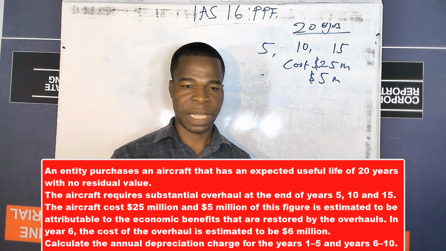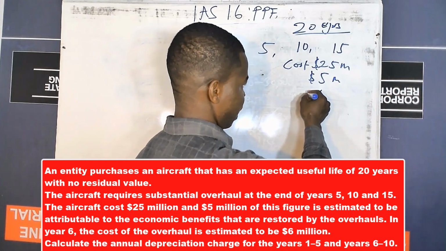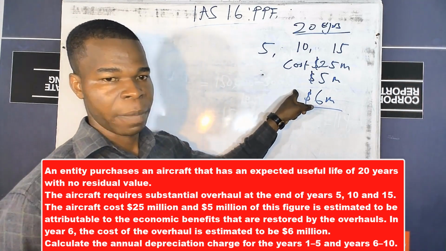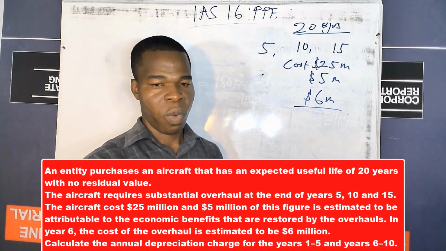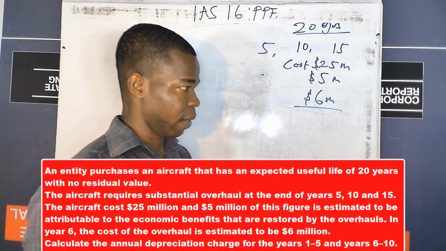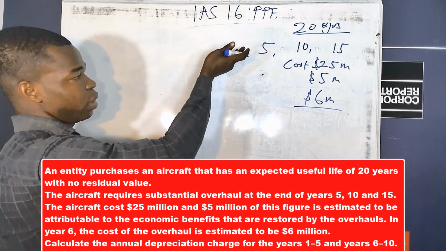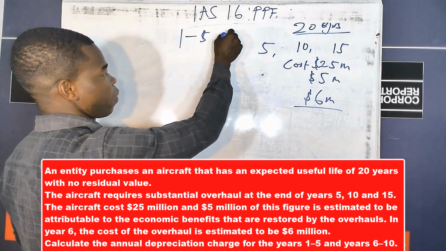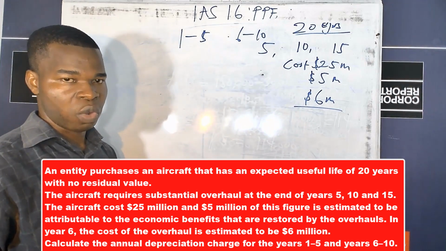So in year 6, the cost of the overhaul is estimated at 6 million. So in the 6th year, it is estimated that this will be the overhaul or the major inspection cost. Calculate the annual depreciation for year 1 to year 5, and then year 6 to year 10. So in this case, we want to know the depreciation that will be attributed to the asset from year 1 to year 5, and then from year 6 to year 10.